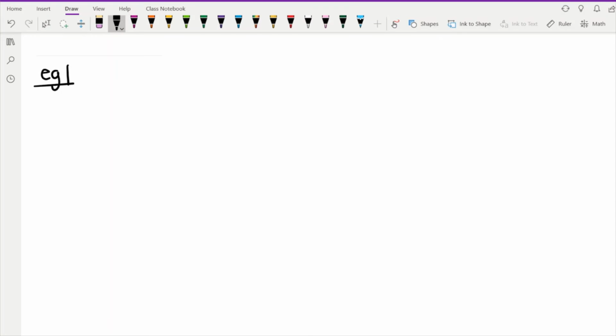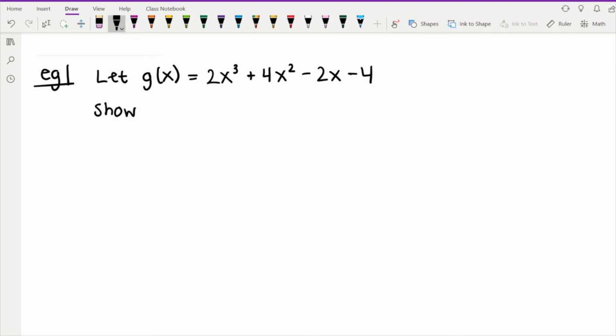So in this next problem, we're going to look at the polynomial g of x is equal to 2x cubed plus 4x squared minus 2x minus 4. So we're going to do two things. We're going to start by showing that -1 is a 0 of this polynomial. And then we're going to find all other zeros.